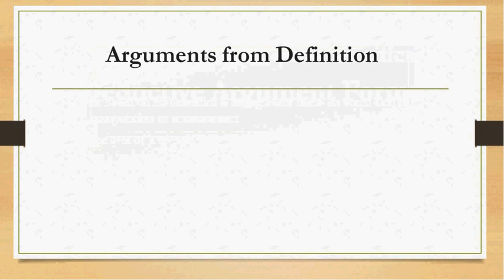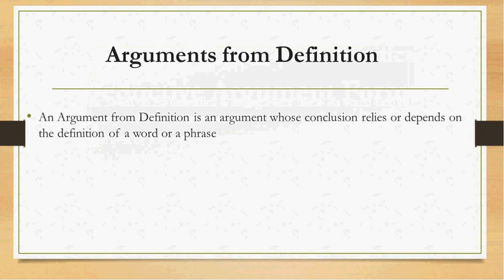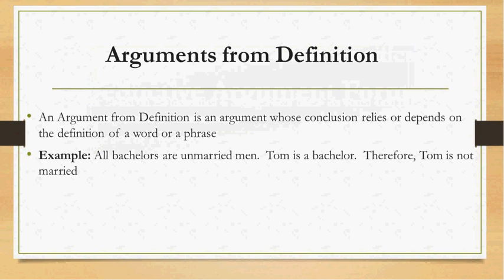This is an argument from definition. In an argument from definition, the conclusion relies or depends on the definition of a word or phrase. So basically the conclusion hangs on the specific definition of a word or a phrase. Here's an example. All bachelors are unmarried men. Tom is a bachelor, therefore Tom is not married. Notice that that conclusion depends on the definition of bachelors, and that is that bachelors are unmarried men.